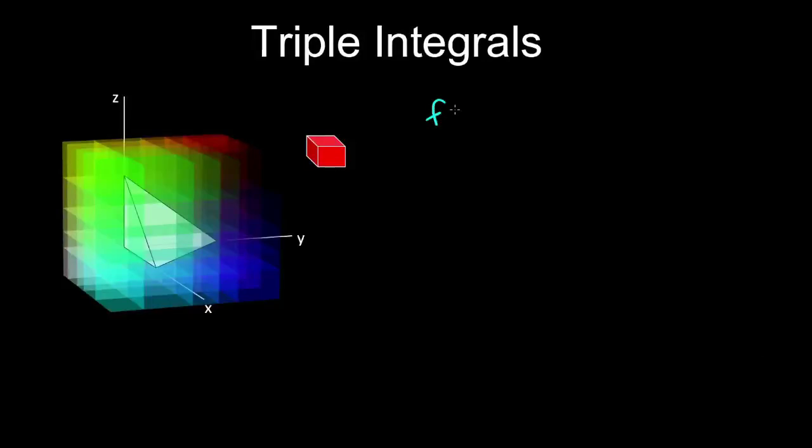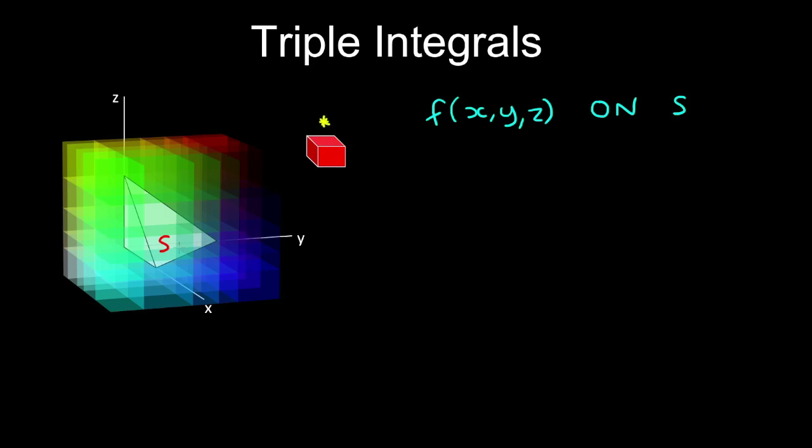Suppose we have a function of three variables, x, y, and z, defined on a closed bounded region in 3D space, which we'll call S. An example is this tetrahedron. Now if we take a box surrounding this region and partition it using planes that are parallel to the coordinate axes, then we end up with rectangular cells.